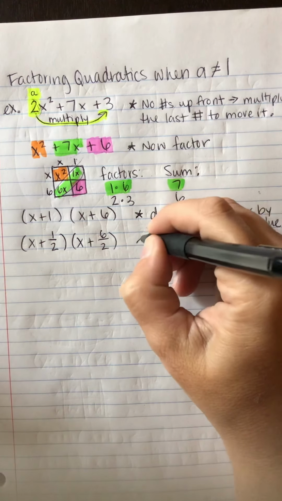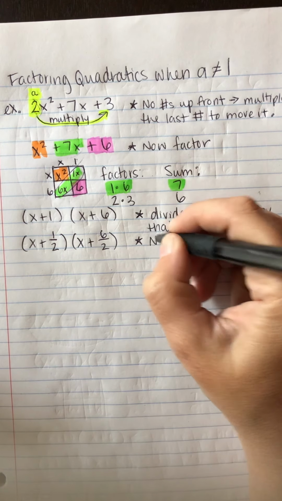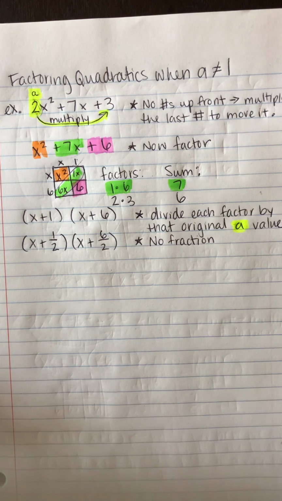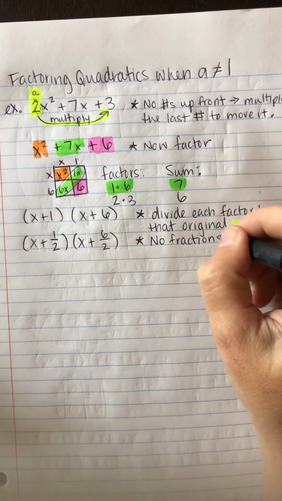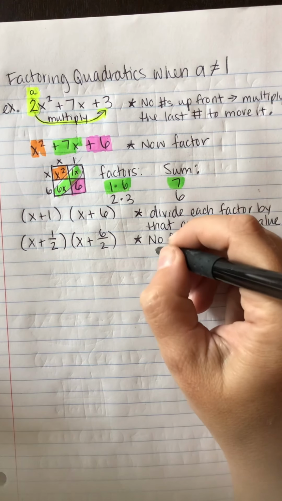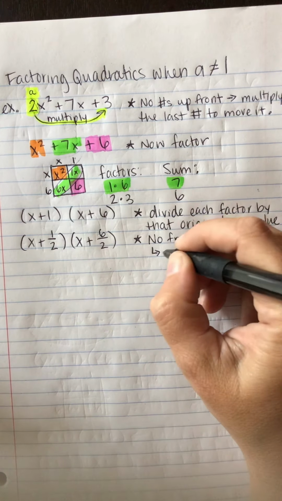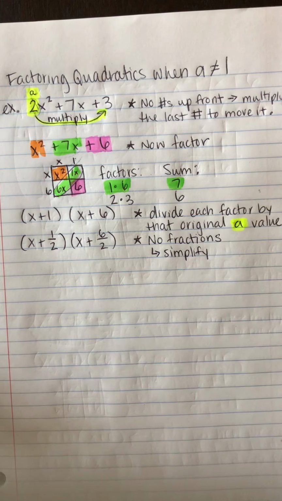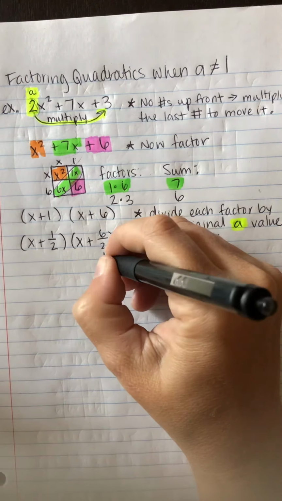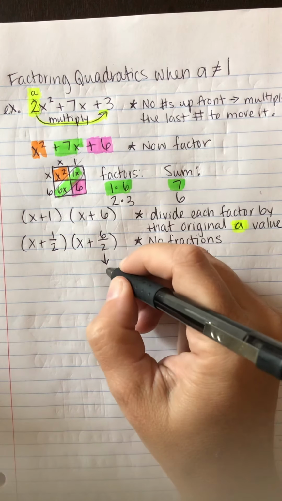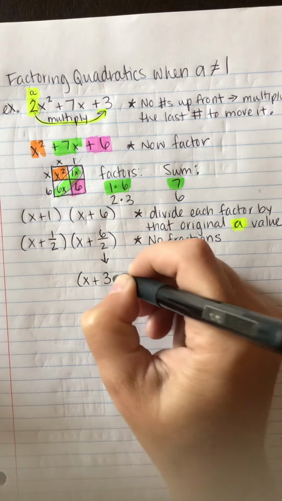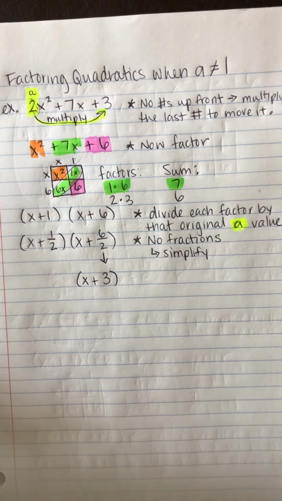There's one more step. You cannot have fractions. All right, so the whole point of us putting fractions in there is to kind of get an idea of what the numbers are really going to look like. So no fractions. So here's what you're going to do. You're going to first simplify if you can. All right, so I can simplify this one right here. 6 divided by 2 is going to give me 3, right? So this one ends up being x plus 3. That's great. That's our final answer here.